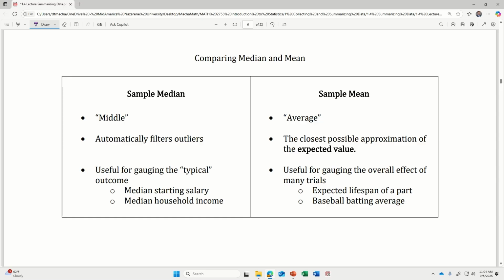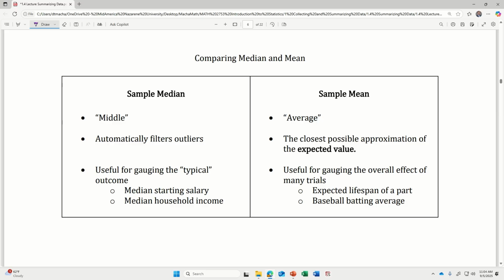The median is the middle. The mean is the average. Why would we ever want to use the median when we're talking about summarizing a data set, right? We might want to use the median because it automatically filters out what we call outliers. An outlier is a measurement that doesn't really fit with the other measurements, right?